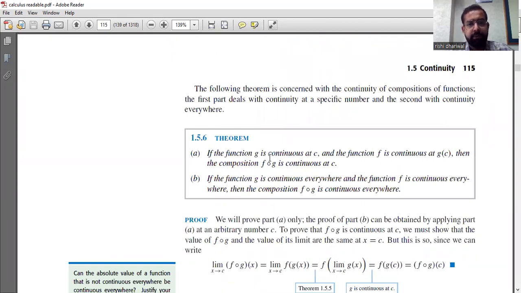If the function g is continuous at c and the function f is continuous at g(c), then the composition is continuous at c. If g is continuous everywhere and f is continuous everywhere, the composition is continuous everywhere.